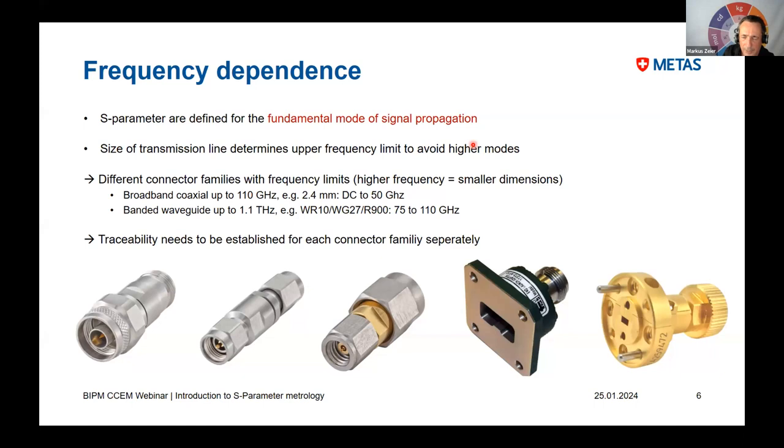Then for waveguide, you can go up even higher, up to 1.1 terahertz. The difference to coaxial is that this is banded, so you also typically have a lower frequency limit. For example, WR10 is a waveguide band which works between 75 and 110 gigahertz. This also means that traceability needs to be established for each connector family separately. If you want to cover, for example, in coaxial, the entire range up to 110 gigahertz for metrology grade connectors, then it's not just one connector family. It's maybe five or six connector families where you have to establish traceability.